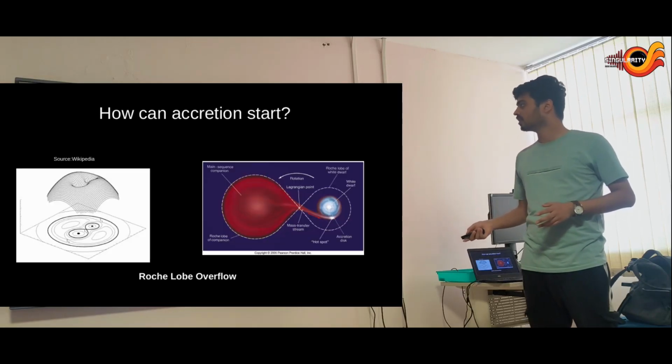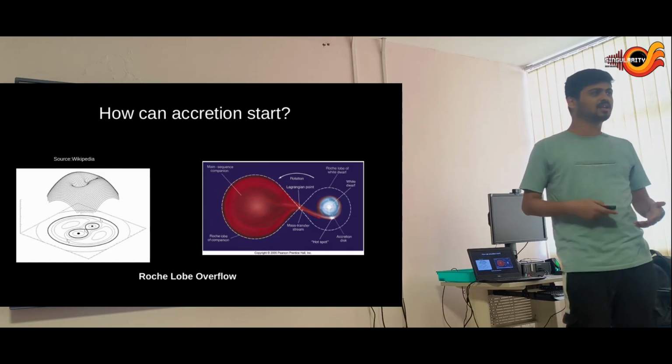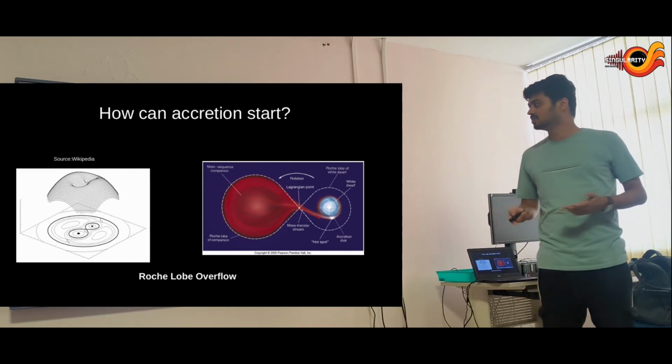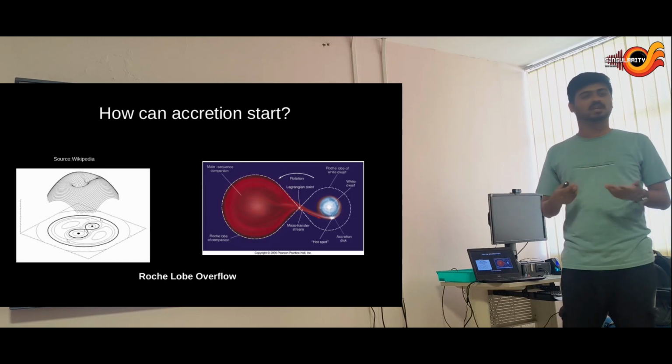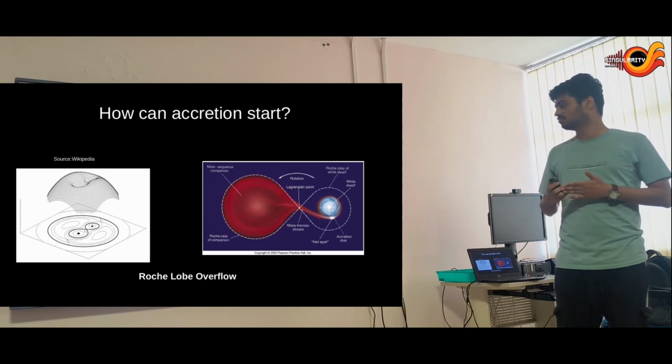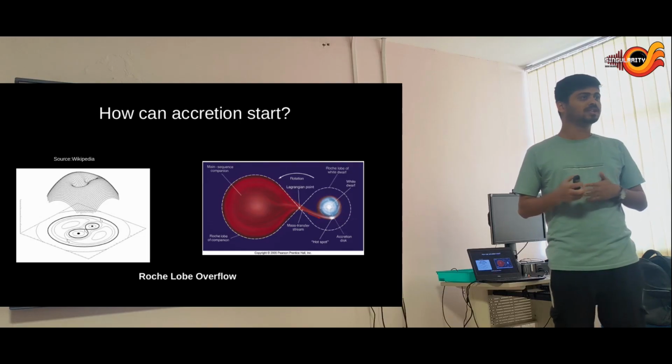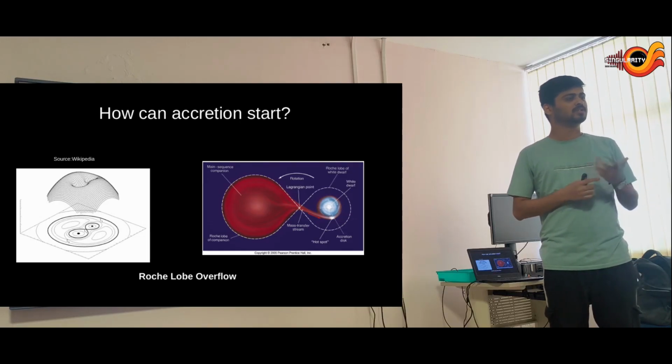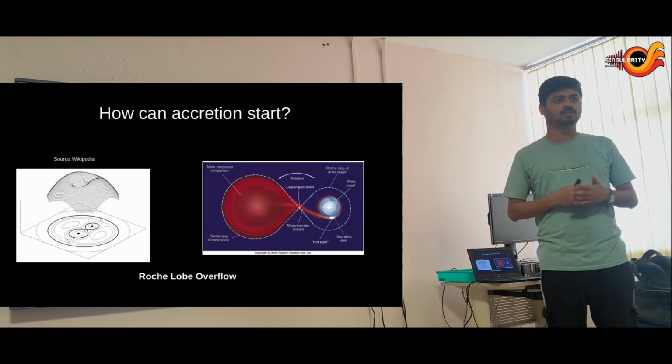There are many ways that accretion can start. This is one of the very well studied ways. This is called Roche lobe overflow. So what exactly is Roche lobe overflow? You must have learned about Aditya L1, right? You must have wondered what L1 is there. I don't know if any of you know what L1 is.